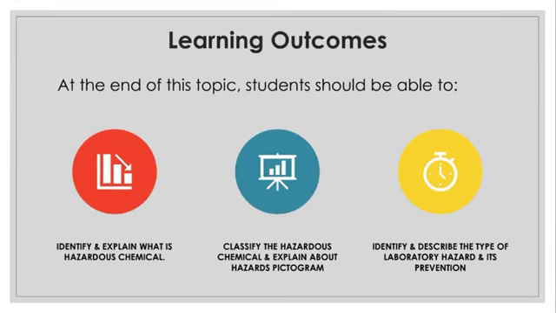Okay, the learning outcomes of this topic are that students should be able to identify and explain what is a hazardous chemical. Second, classify the hazardous chemical and explain the hazard pictogram. Third, identify and describe the types of laboratory hazard and their prevention.